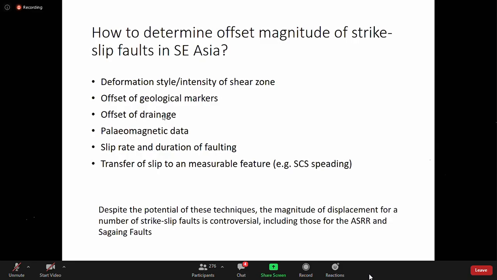Offset drainage is good for smaller fault systems. Paleomagnetic data has been used, but that's controversial. Slip rate and duration of faulting is useful for faults like the Sagaing fault, but how far you can project the slip rates back in time is debatable.